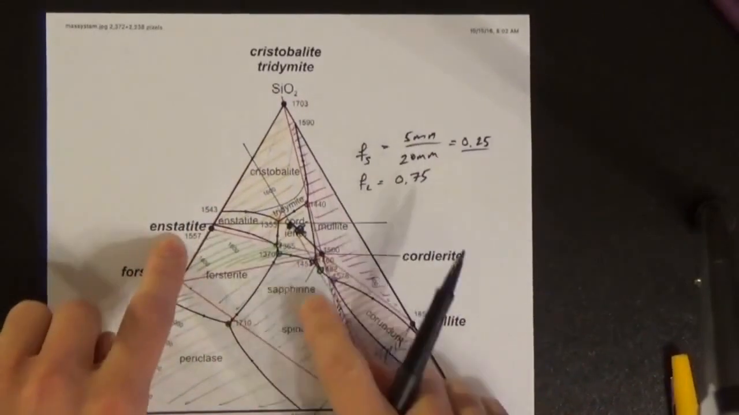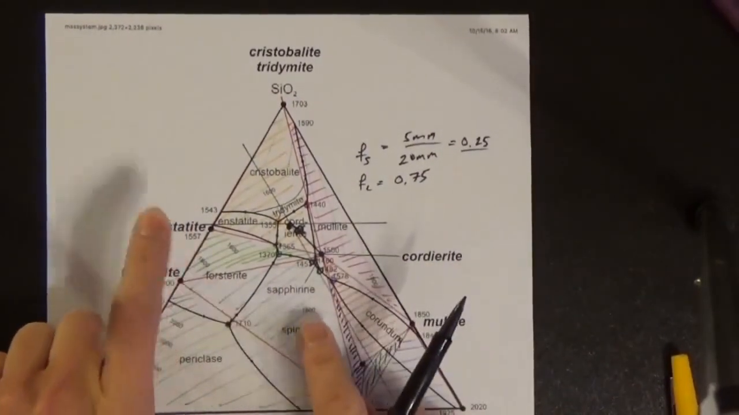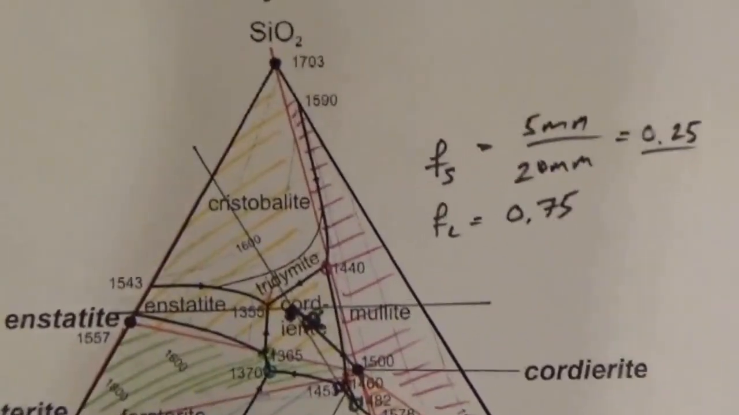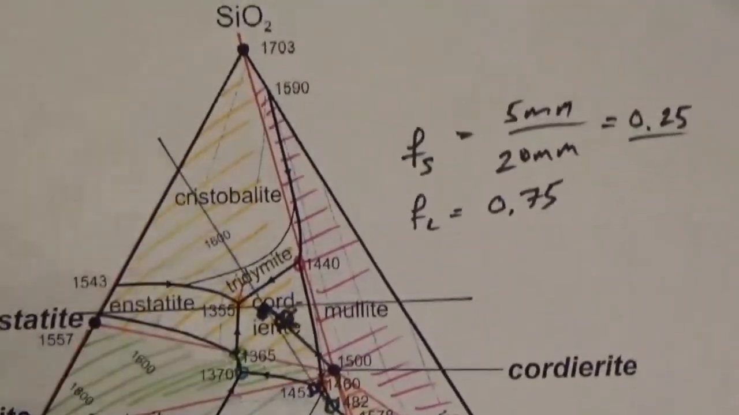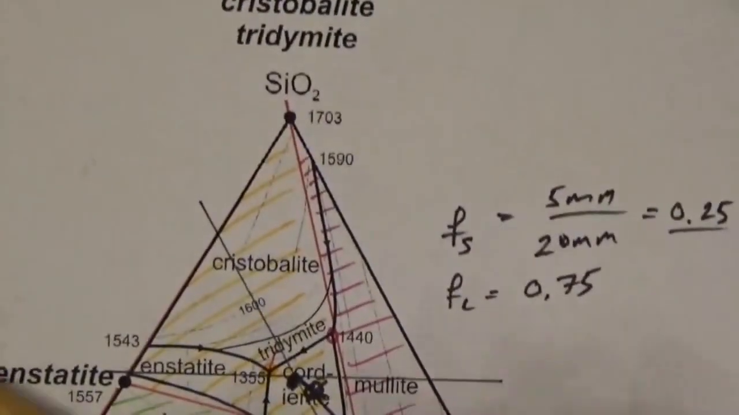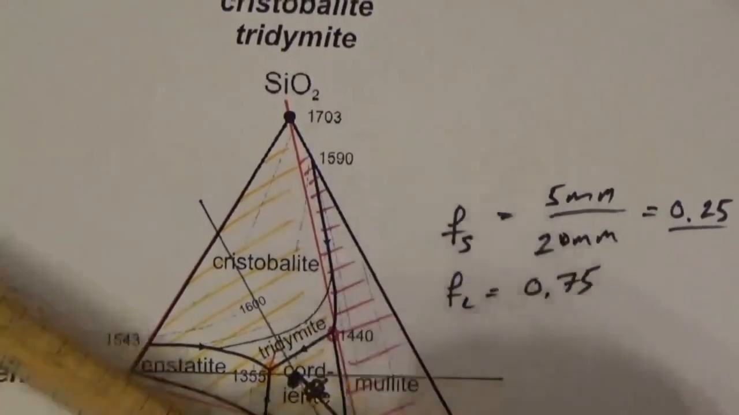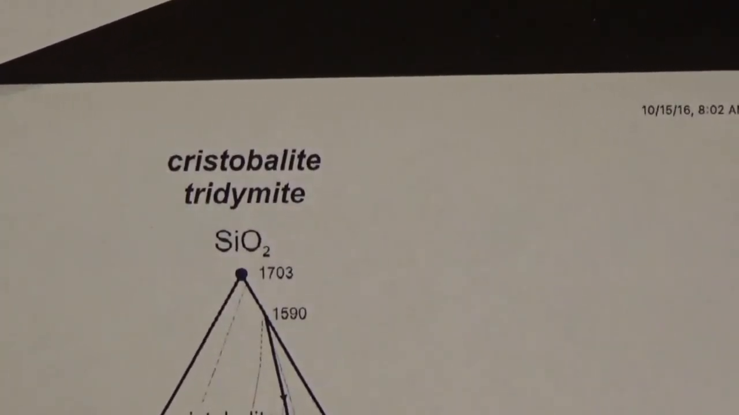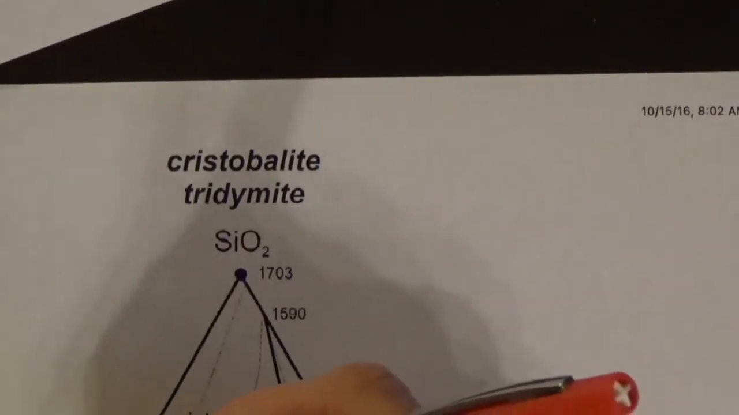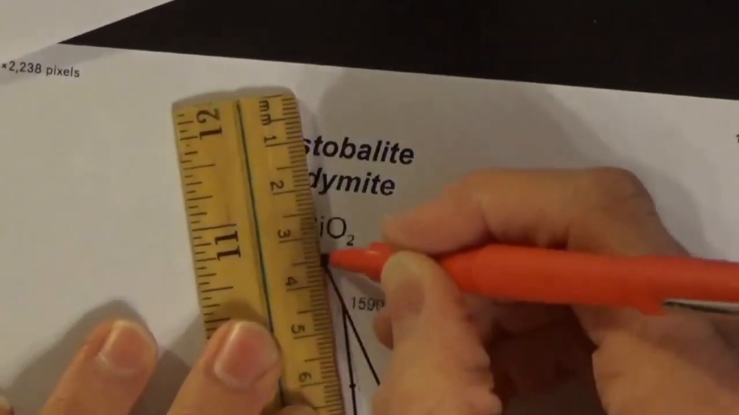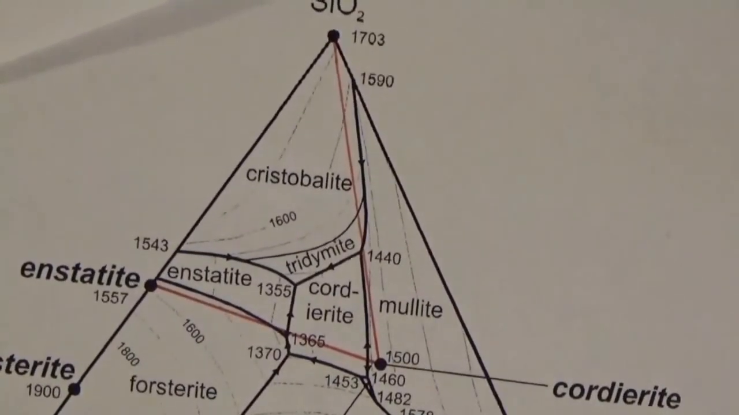Another thing you could do is, if you knew the chemical formula of enstatite, cordierite, and tridymite, you could just work purely in that compositional phase region, right? And what we could do is draw lines. I'm going to pick a new diagram here, with enstatite, cordierite, and we can work purely in this compositional triangle.